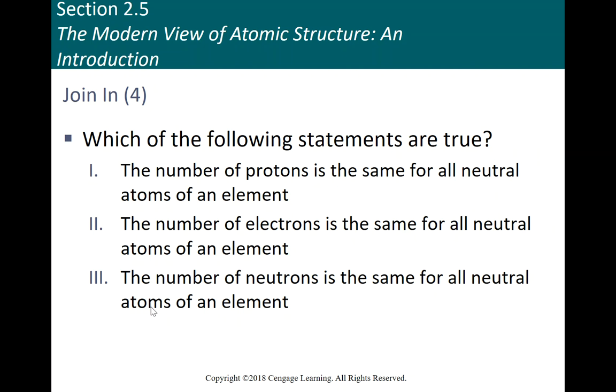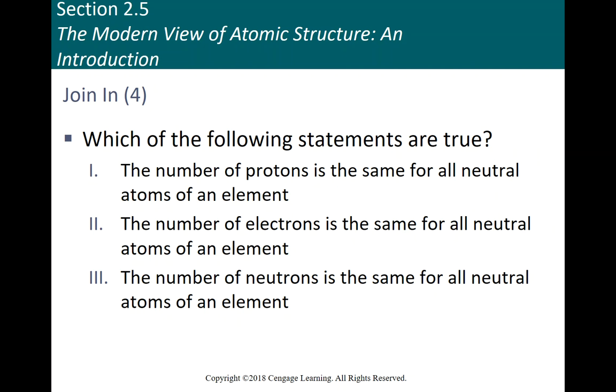Let's look at statement 2. The number of electrons is the same for all neutral atoms of an element. Notice it said neutral, which means protons and electrons have to be equal. Since we're talking about an element, it must have all the same number of protons, so it must have the same number of electrons as well. So statement 2 is correct as well.